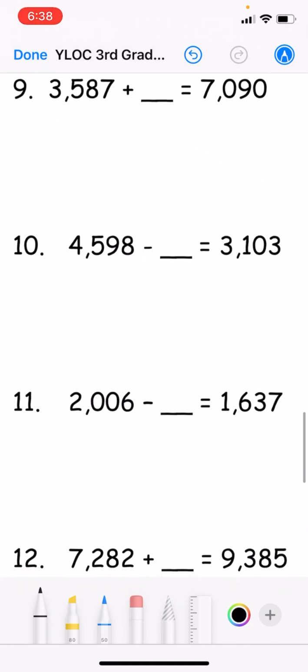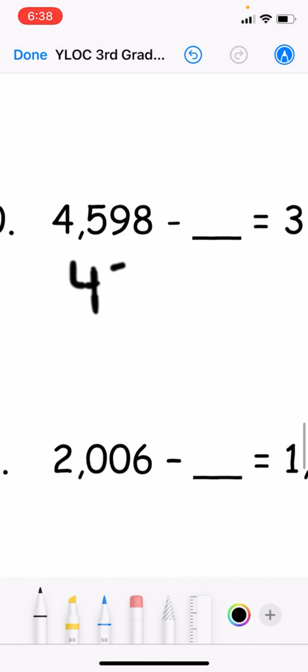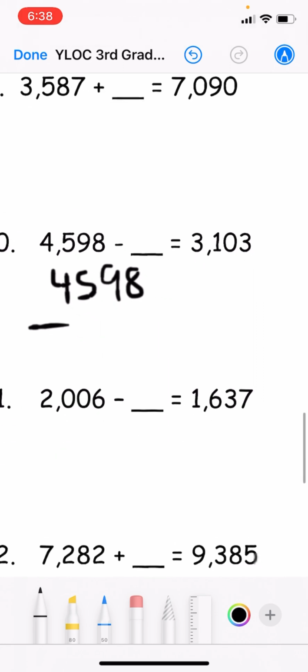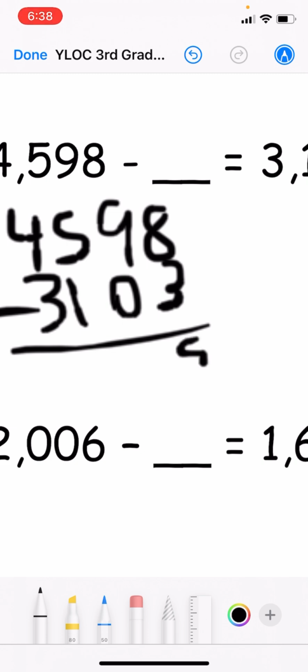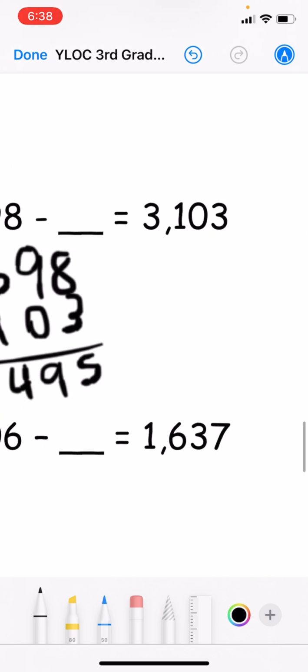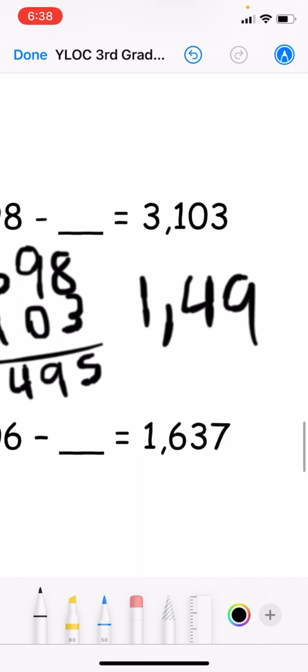Let's do number 10. So we'll just subtract 4,598 minus 3,103. 8 minus 3 is 5. 9 minus 0 is 9. 5 minus 1 is 4, and 4 minus 3 is 1. So our missing number is 1,495.